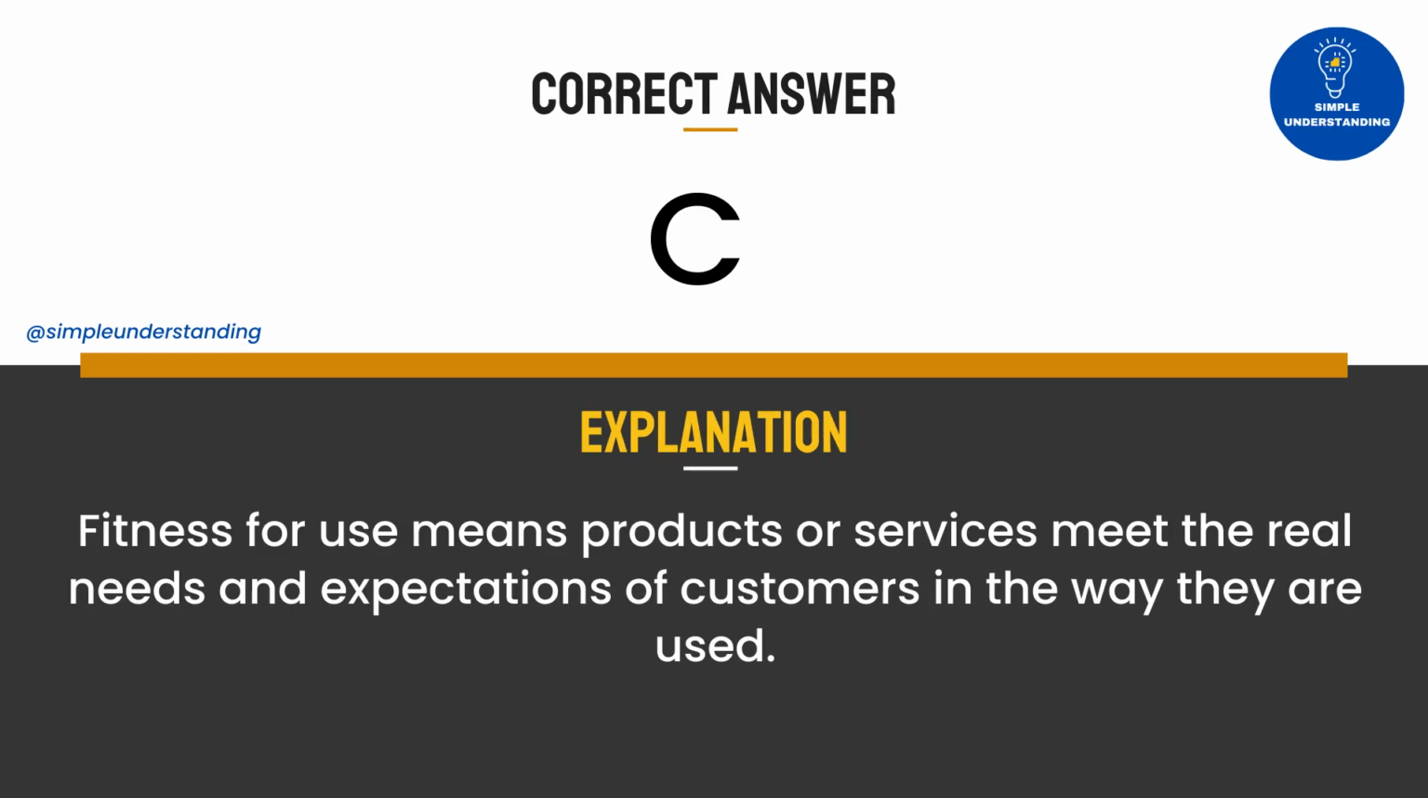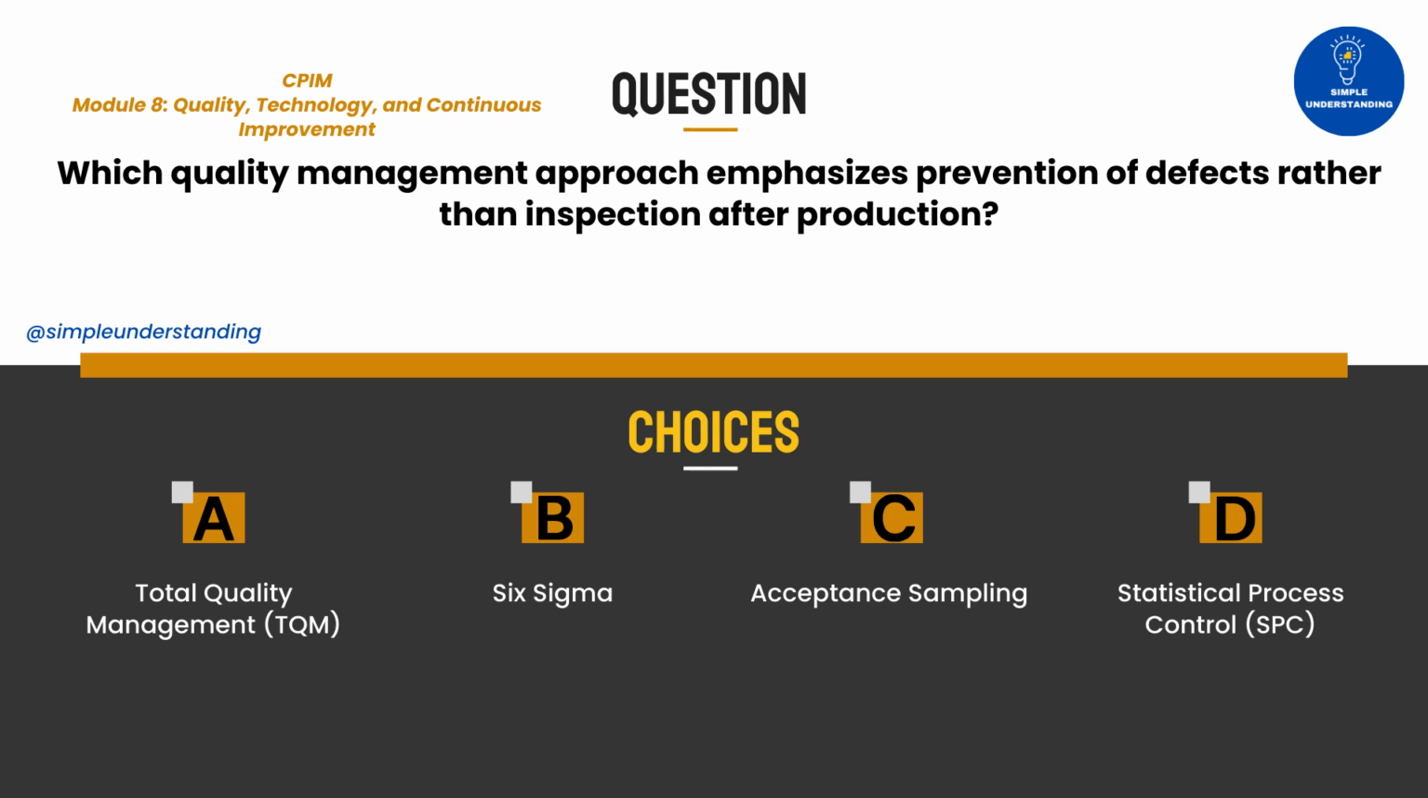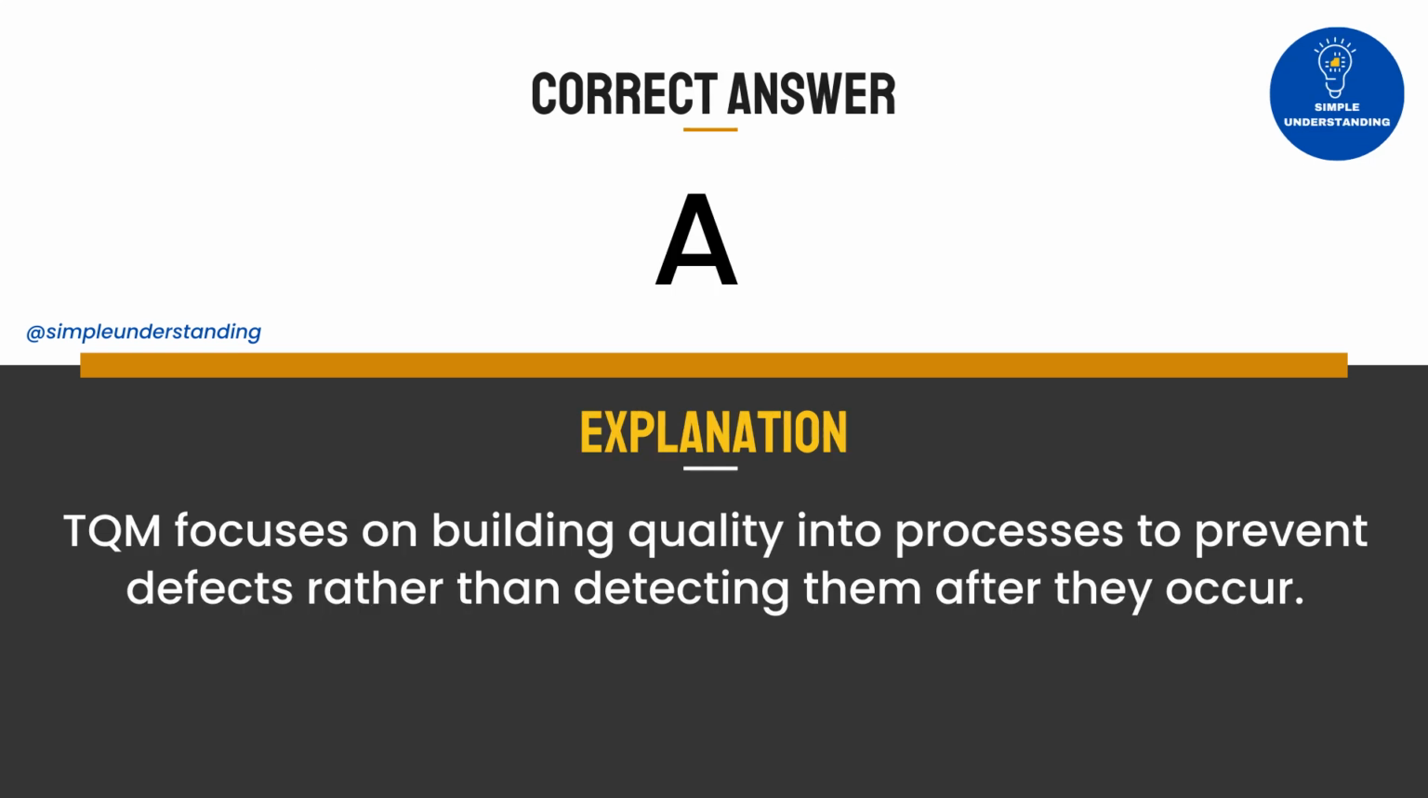Correct answer, C. Explanation. Fitness for use means products or services meet the real needs and expectations of customers in the way they are used. Question 2. Which quality management approach emphasizes prevention of defects rather than inspection after production? A. Total Quality Management, TQM. B. Six Sigma. C. Acceptance Sampling. D. Statistical Process Control, SPC. Correct answer, A. Explanation. TQM focuses on building quality into processes to prevent defects rather than detecting them after they occur.